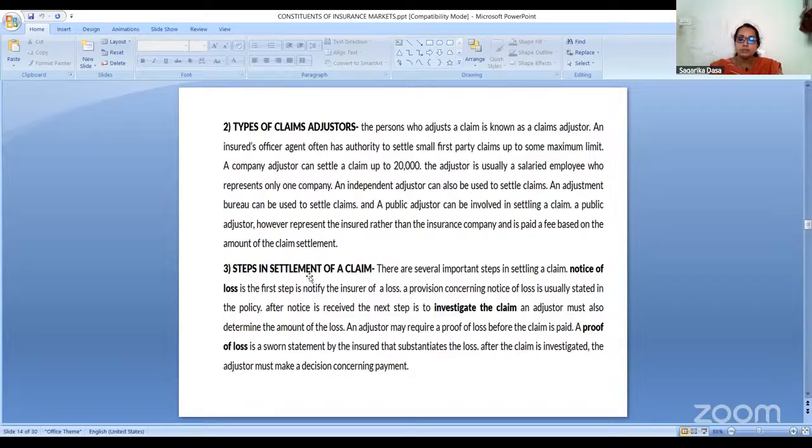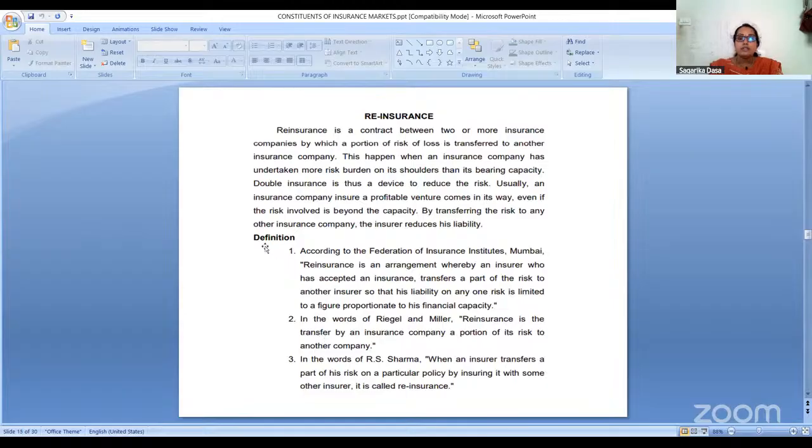So these are the steps in the settlement of a claim policy. Then we have reinsurance.